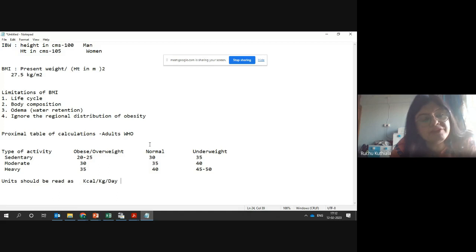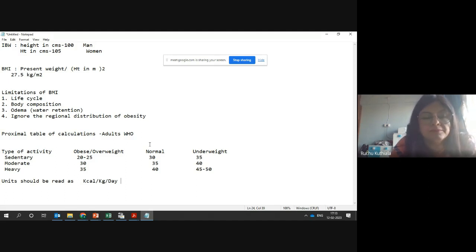Similarly, after calculation of the ideal body weight and BMI, if you find that your client comes under obese cadre 1, obese cadre 2, or maybe overweight, then looking at the physical activity, you can choose the factor 20 to 25, 30 or 35. And last but not the least, if the BMI is less than 18.5, and my client has to weigh 60 kgs and is actually weighing only 45 to 50 kgs, then I have to check the cadre of the underweight. So what do I mean by that? I need to multiply their weight with this factor.